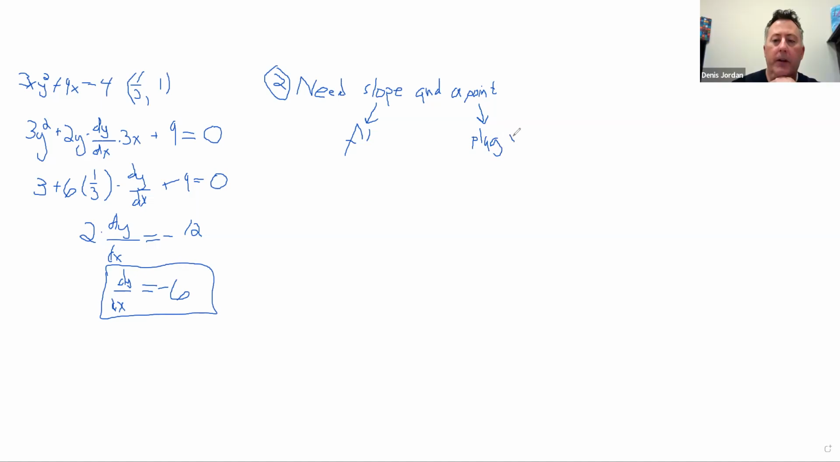I'm not sure. Your x value. Oh, okay. Into the original. And then that'll give you the y coordinate of the point. All right, so let's get the slope.